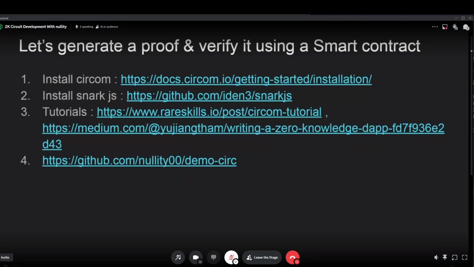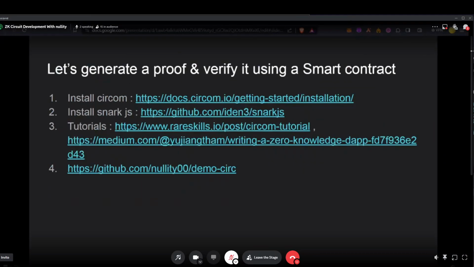Yeah. So now let's just generate a proof and verify it using a smart contract. So to do this locally in your system using VS Code, you would have to have Circom installed and SNARK.js installed. And if you cannot follow through this video, feel free to check out any of these tutorials by Rare Skills or the other one. They've got really good tutorials on that. And yeah, all the code that we do is in my repository. So yeah, you could check that out as well.